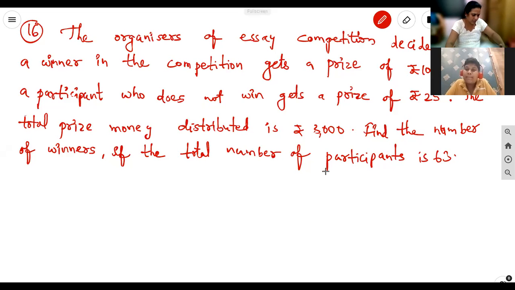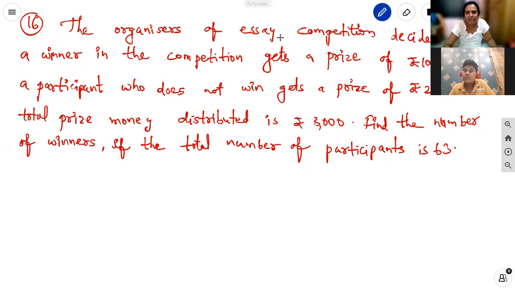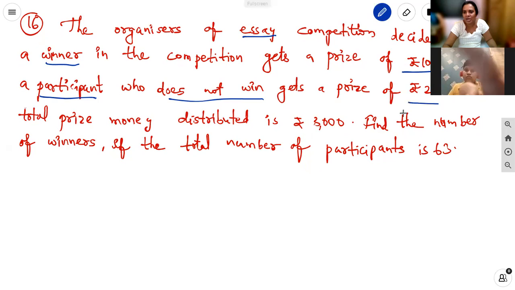Now the last problem in this exercise 2.2, the 16th one. The organizer conducts a competition, that is an essay competition. The winner in the competition gets a prize of 100 rupees, and a participant who does not win the competition gets a prize of 25 rupees. The winners get the 100 rupees prize. The participants who do not win also get a prize, just like consolation prizes.